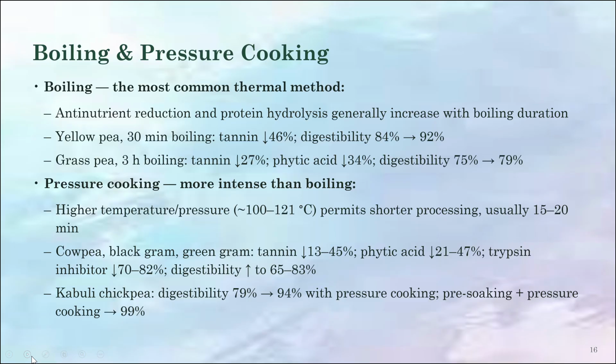So there are different types of cooking, which involve boiling and pressure cooking. For boiling, which is the most common thermal method, 30 minutes of boiling has reduced the tannin content to 46%, and the digestibility has been increased to 92%. And for grass pea, 3 hours of boiling will reduce the tannin by about 27% and phytic acid by 34%, and the digestibility has been increased to 79%.